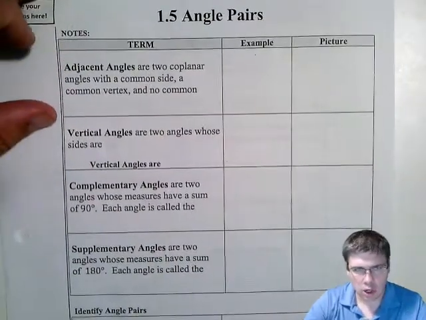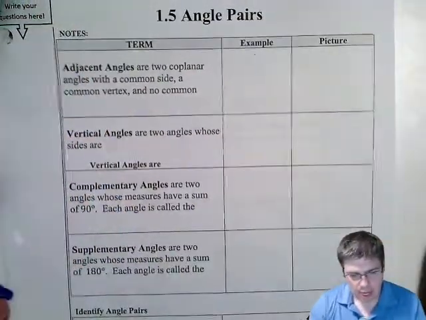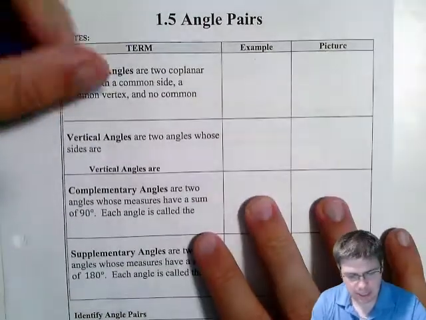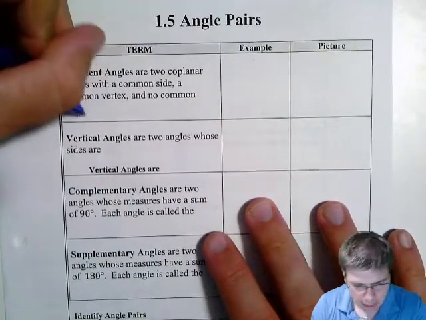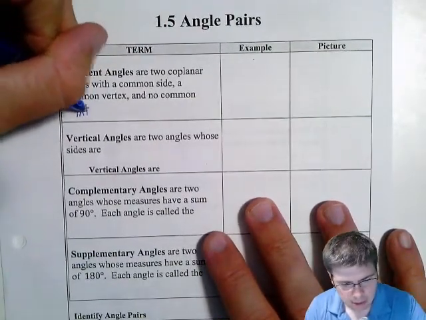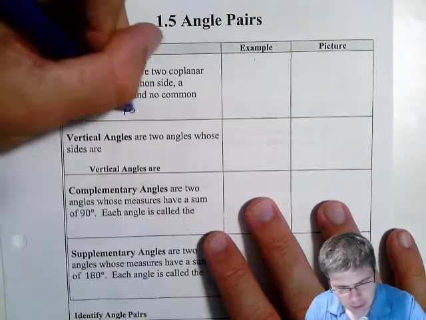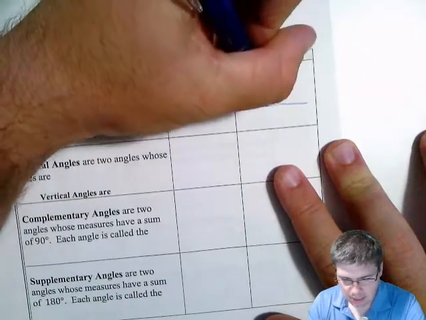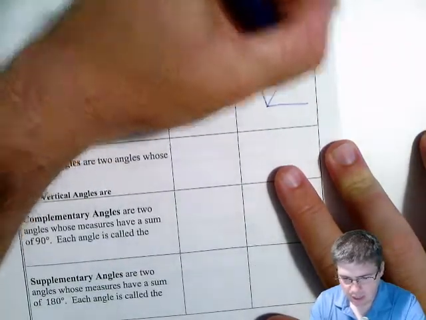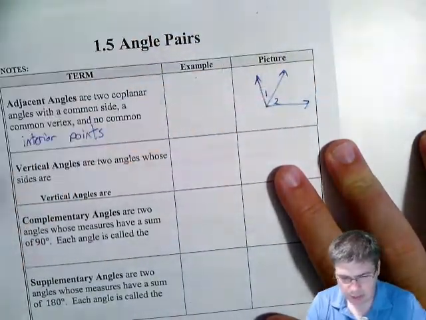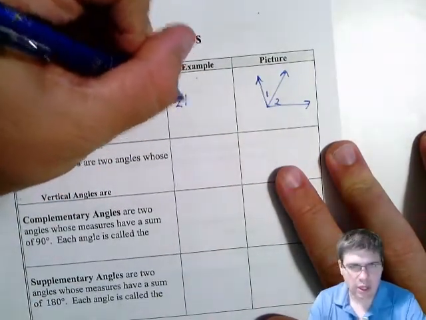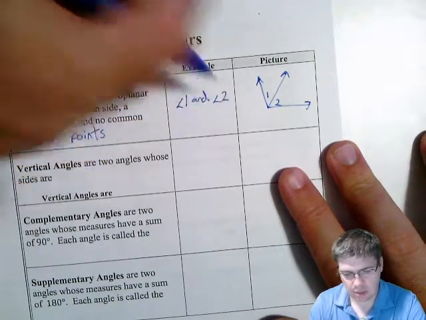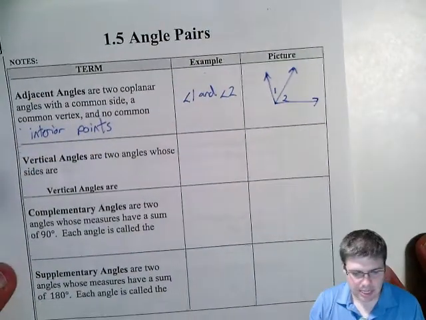Adjacent angles are two coplanar angles with a common side. They share a side and a common vertex and no common interior points, so they don't overlap. All right, so an example, if I have an angle like this, an adjacent angle would be that. The easiest way to label those would be 1 and 2. So angle 1 and angle 2 are adjacent angles.